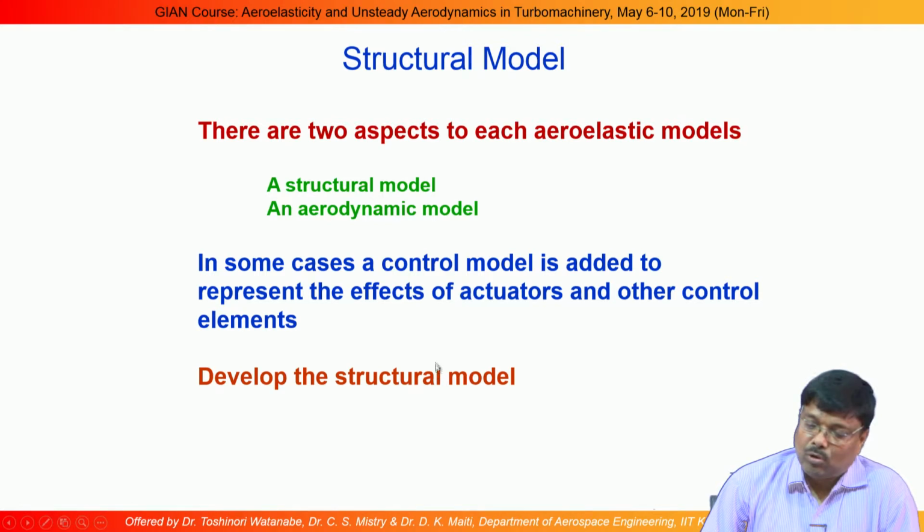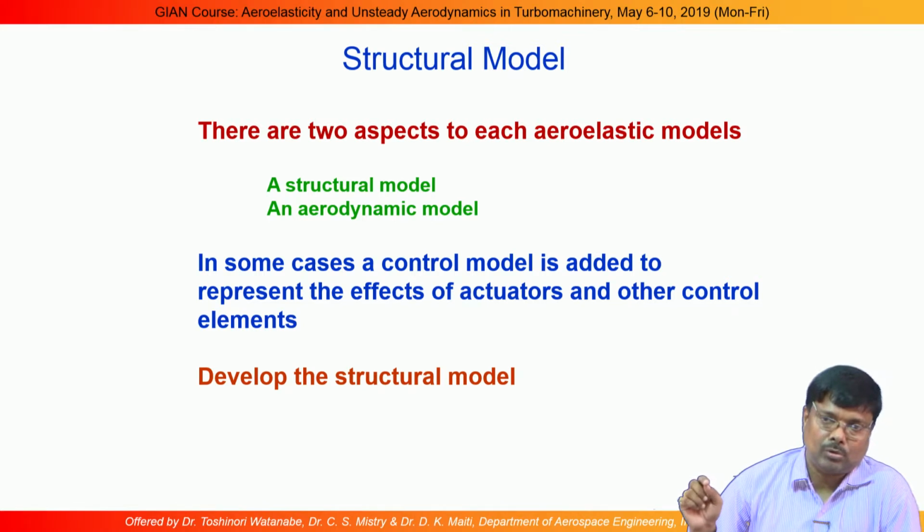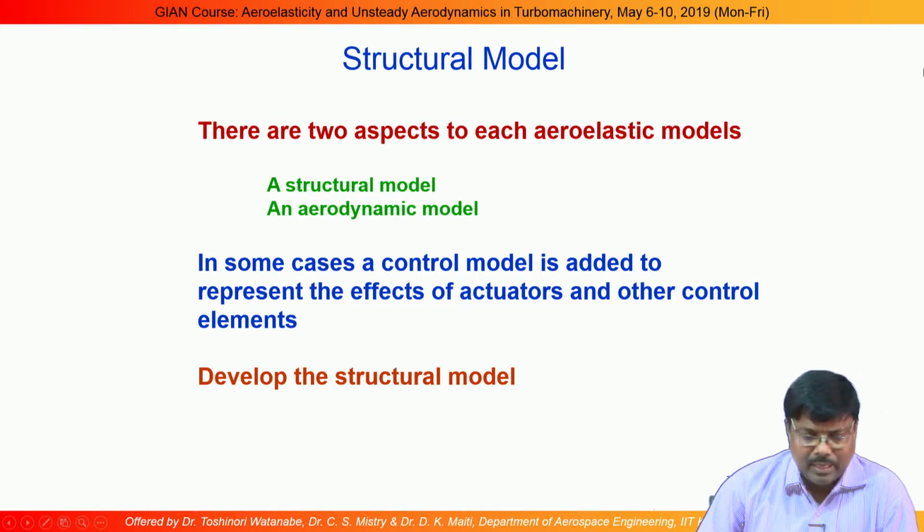In some cases, a control model is also added to represent the effect of actuators and other control elements. In the example, I have taken an aerofoil section with a control surface also. I have given some figures, not the mathematical details; the mathematical details are in the books. I think I have not given any reference here. I will give you by mail tomorrow, and probably I can circulate which reference books you can follow for aeroelasticity analysis. Those are standard books, and only four or five are available. Those are the books you have to consider.